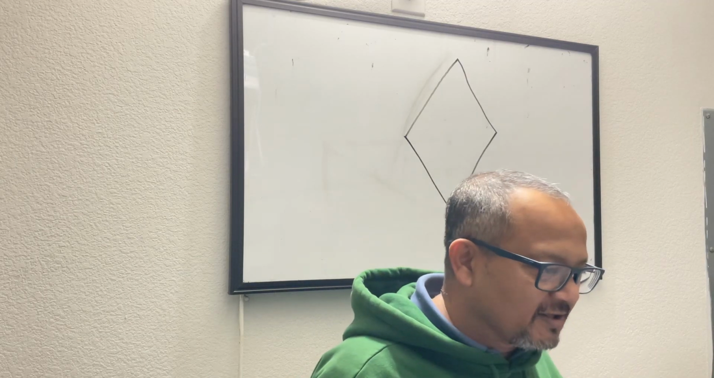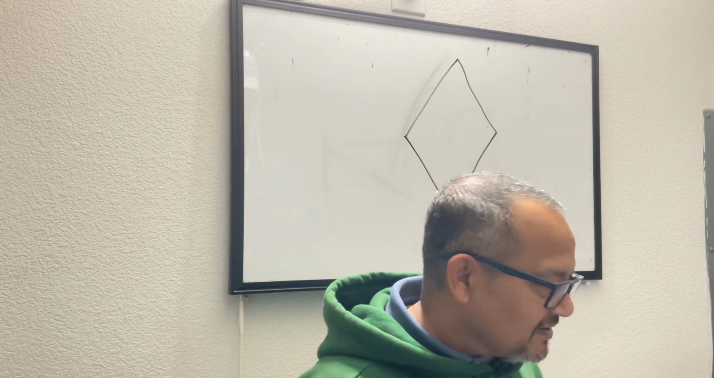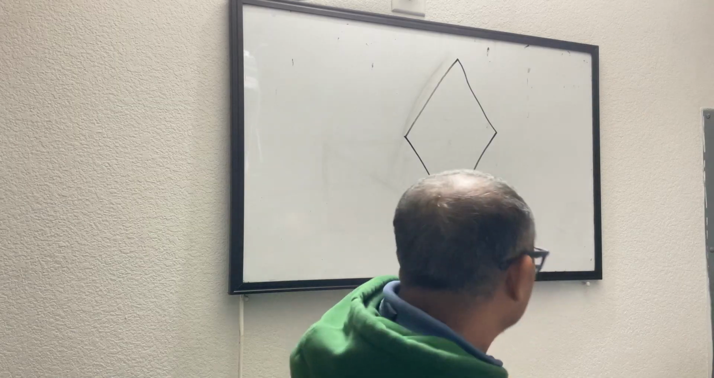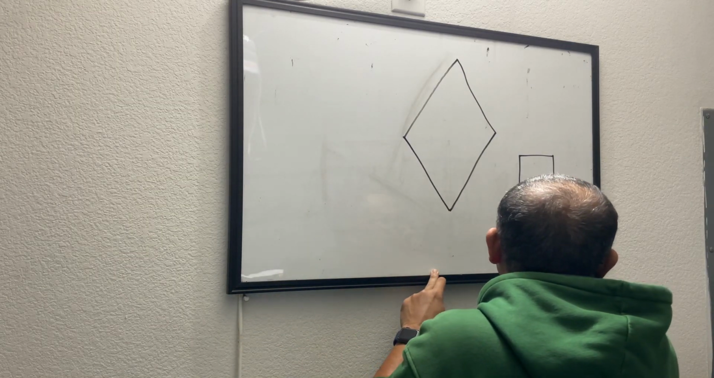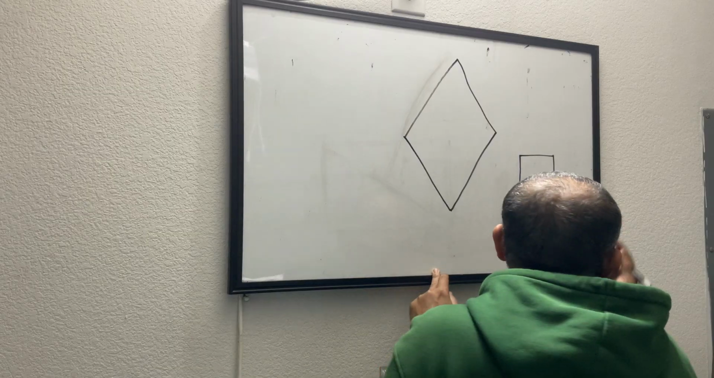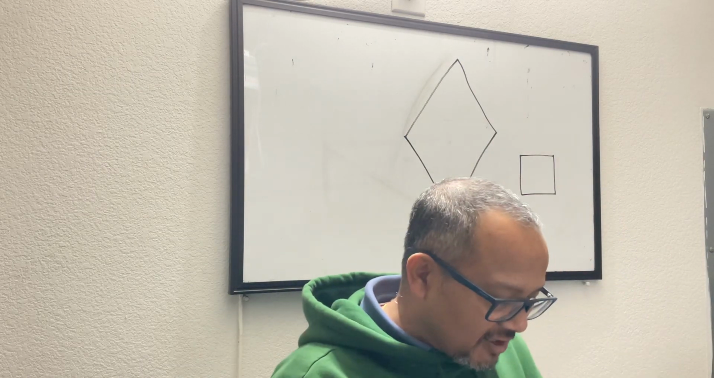Praneeth, hold it. Let me hear Siva Kesava. He doesn't speak much. Yeah, tell me, Siva Kesava. So, a rhombus is less square than a square.